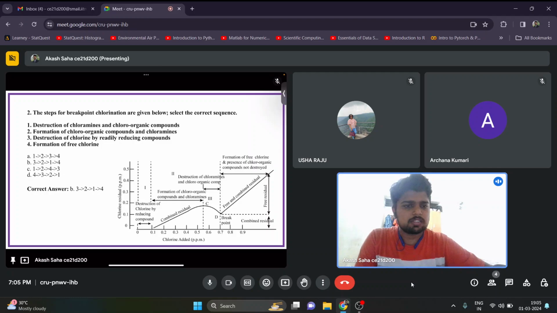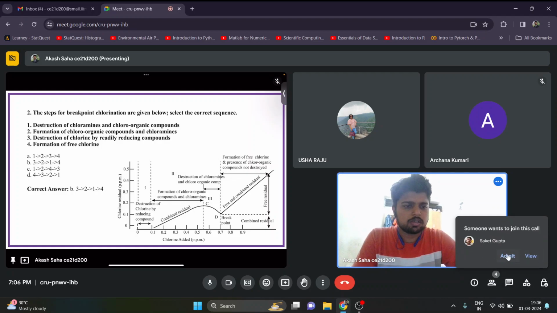So there is some combined residual till the point C, which is shown in the graph. And after that, there is the destruction of the chloramines and the chloroorganic compounds. So then the graph again goes down, and we reach the point D, which is termed the break point. From the breakpoint, we can see there is a linear rise. Whatever chlorine we add turns out to be residual chlorine. So there is free and combined chlorine from that point. It will be a linear curve from that, and in that way there will be a formation of free chlorine.